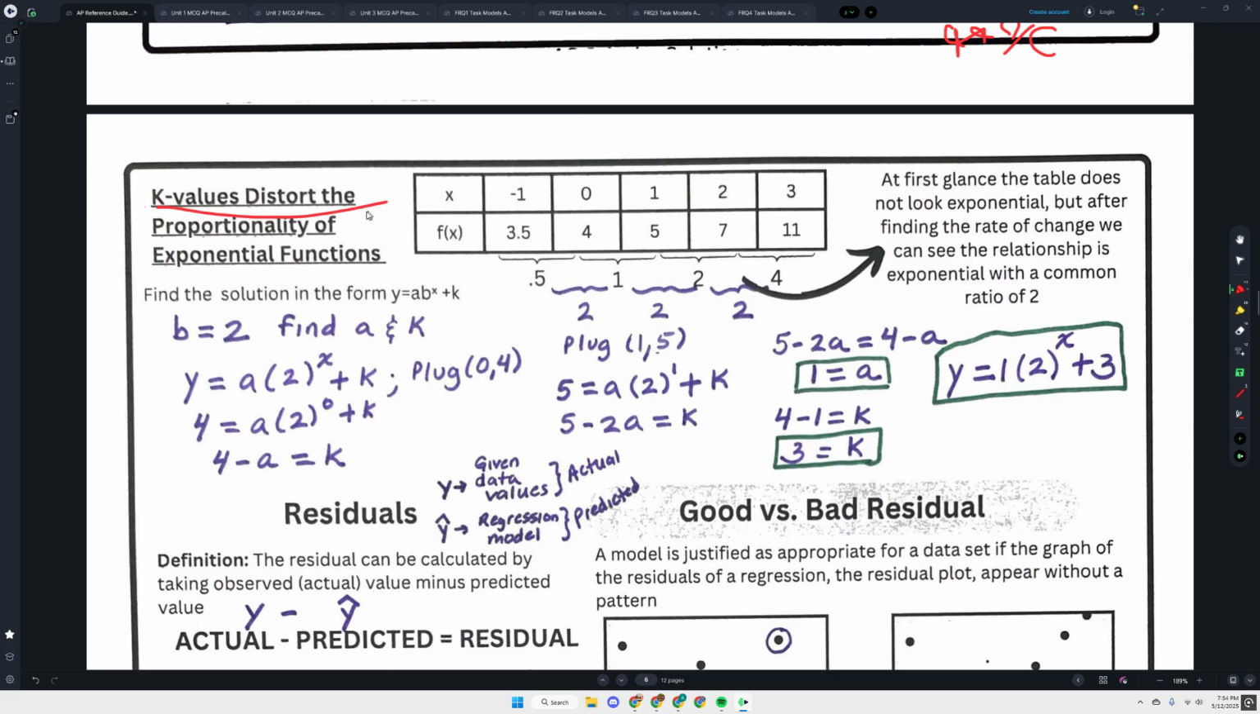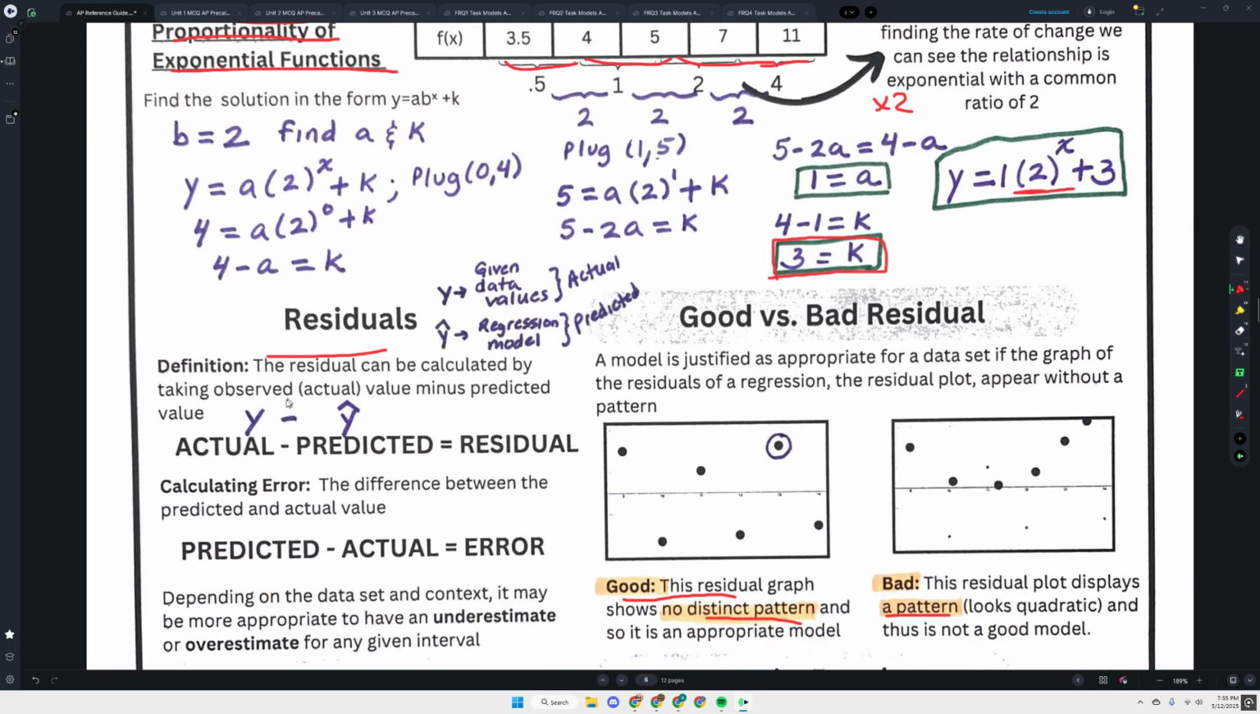From there, k values distort the proportionality of the exponential function. So if you look at the differences, it doesn't match up with the times 2 ratio. But if you subtract it by 1 and add 1, or in this case, add 3, it fixes that problem, and now it's exponential.